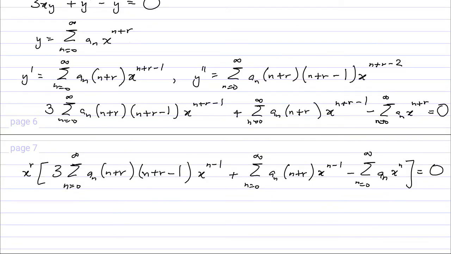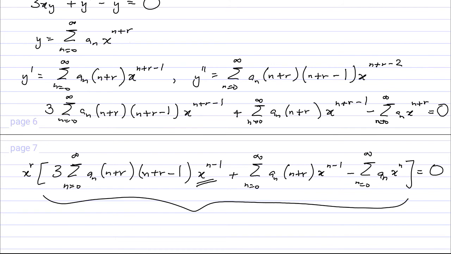Because this has to hold true for any value of x, the thing in the square bracket has to be equal to 0. We also know that in the first sum, the first term that contains x, corresponding to n equal to 0, is x raised to power minus 1. And over here, this sum also starts with x raised to power minus 1. This last sum, on the other hand, starts from x raised to power 0.